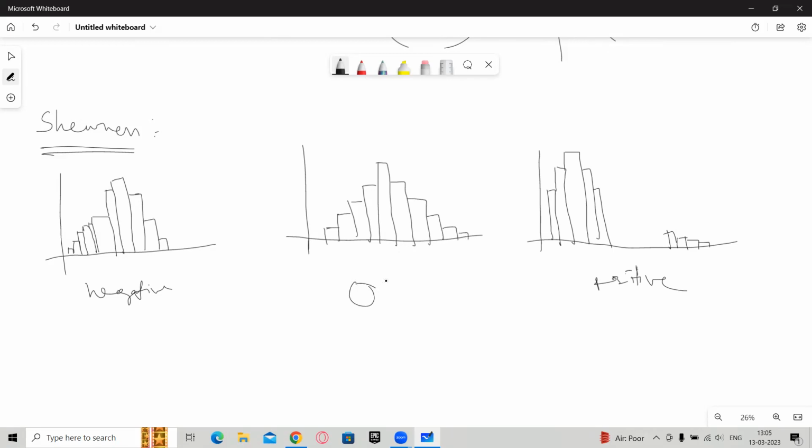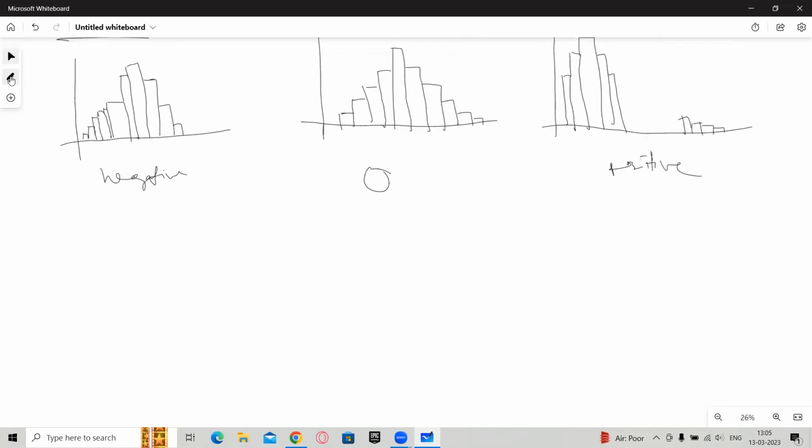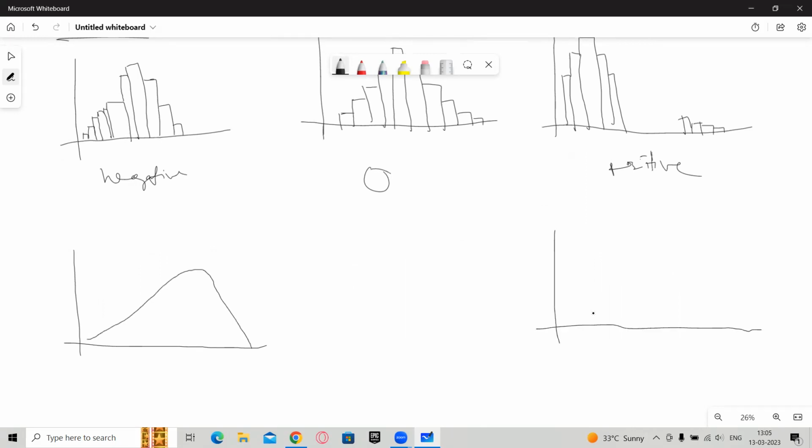If you plot the distribution curve, the negative skew will definitely look like this, and your positive skewed data will look like this. But if you have perfectly zero skewed data, your data will be a perfect bell curve, like your normal distribution.